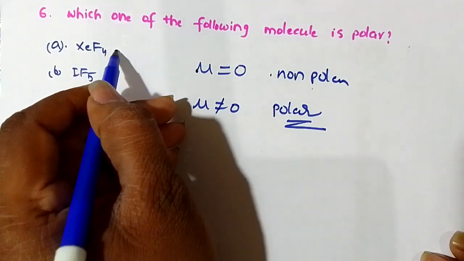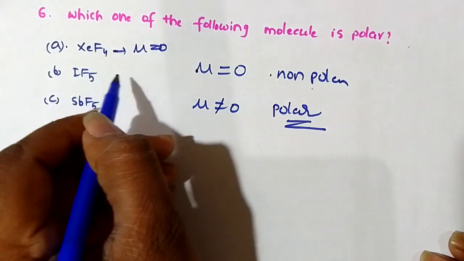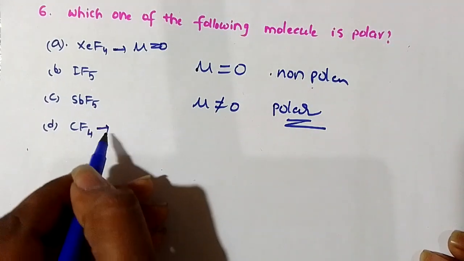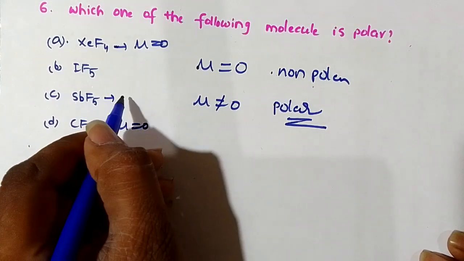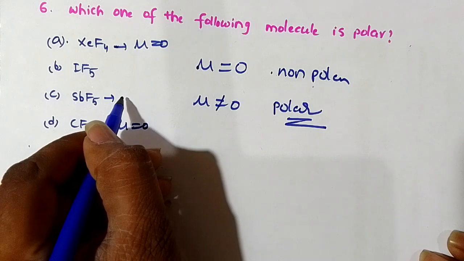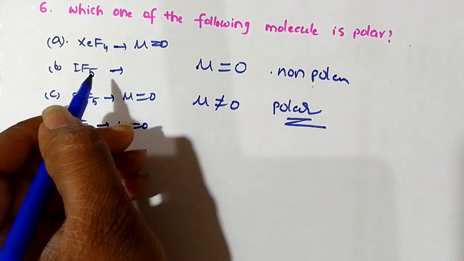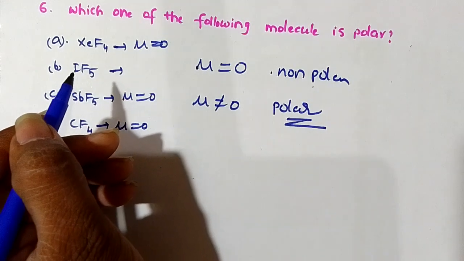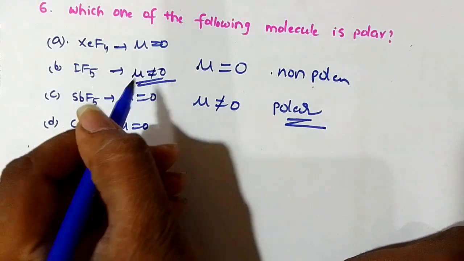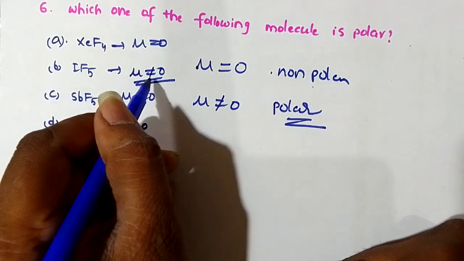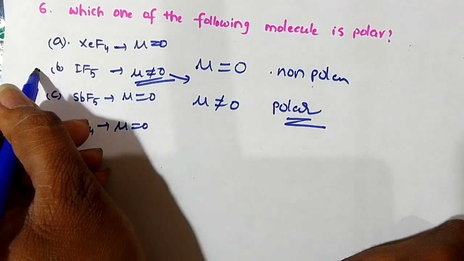XeF4 is square planar, symmetrical, dipole moment equal to 0, so it is non-polar. Next, CF4 is tetrahedral, symmetrical, equal to 0. IF7 is pentagonal bipyramidal, symmetrical, equal to 0. IF5 is square pyramidal, unsymmetrical, mu not equal to 0. That's why it is a polar molecule. So the option is IF5.